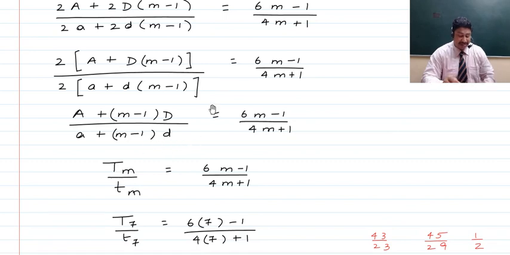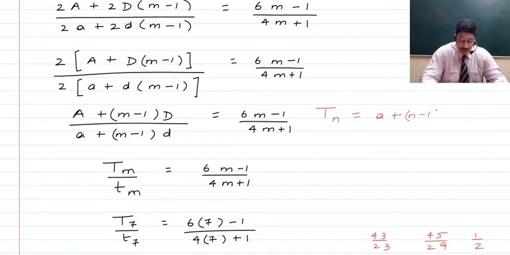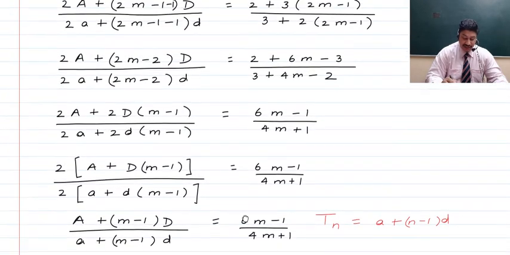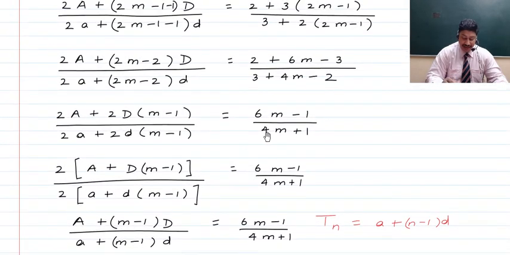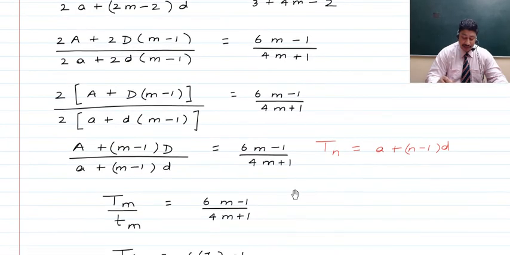And if you compare this, this is very easily comparable to the formula of the nth term of an arithmetic progression, which is a plus n minus 1 times d, and this is the standard formula. As such, you can say that in the numerator you have tm here, as it is the mth term which will have in place of n, m, right? And in the denominator you have the mth term of the other series, which has been represented by small letters. On the right hand side, obviously this was further solved, right? And you got to 6m minus 1 upon 4m plus 1.